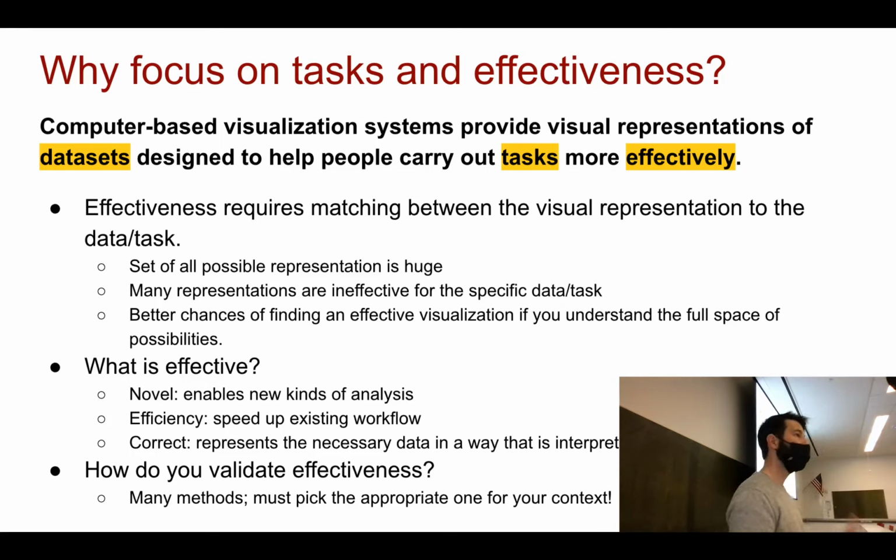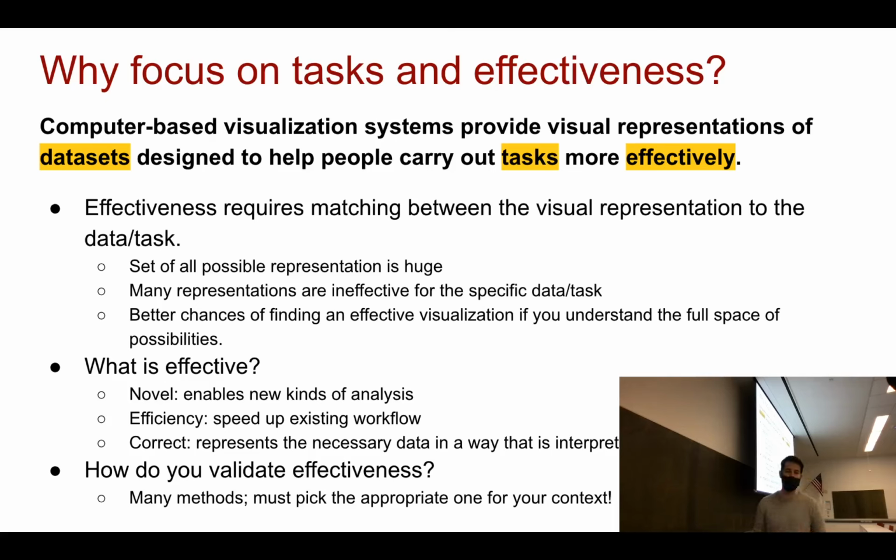Okay, so what do we mean by effective? Well, maybe it's novel. I can actually analyze the data in a way that I couldn't before. That's a lot of the research work that we do in our lab, developing novel ways to represent data or computational processes, which leads to new, better, or deeper analysis. Efficiency: make my workflow faster. If I choose the correct visualization, I know the answer to my question very fast. And then finally, correct. I represent the data in a way that I can actually interpret what it shows.